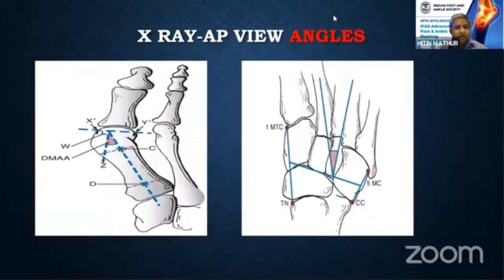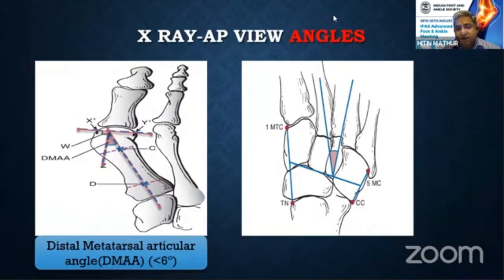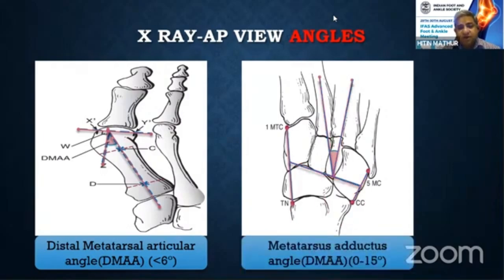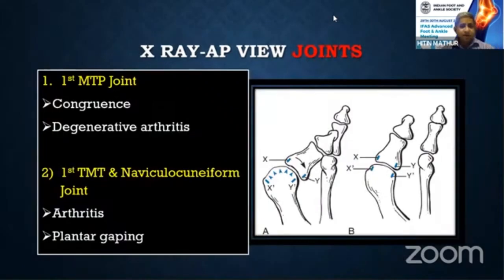The other 2 angles are the distal metatarsal articular angle, which is the angle made by the distal articular surface of the first metatarsal and the mechanical axis of the metatarsal, and it should be less than 6 degrees. And the last angle is the metatarsus adductus angle, which is the angle that the forefoot makes with the midfoot axis, and it should be less than 15 degrees.